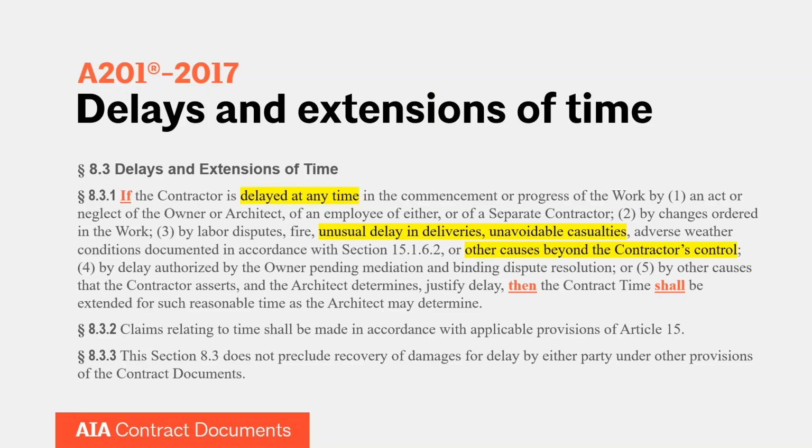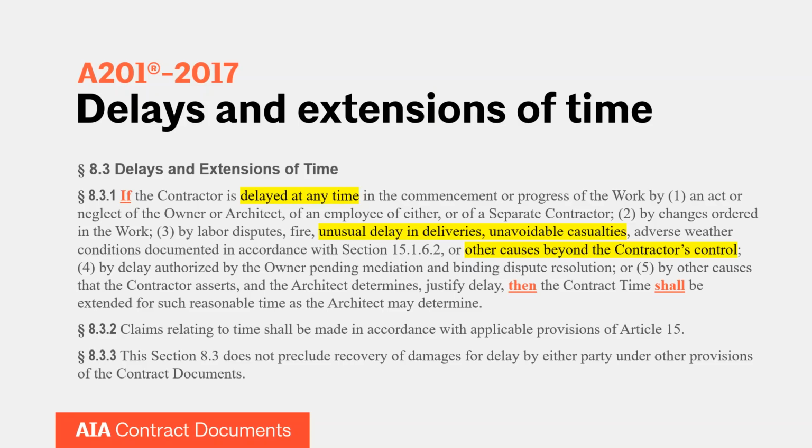The last couple of words of subsection 3 are other causes beyond the contractor's control, the last section highlighted in yellow. Other causes beyond the contractor's control, like we said earlier, is very broad. It can mean essentially everything or anything if the contractor is delayed as a result of those other causes. We're getting into some detail here and breaking this clause down, but that's because we think it'll be helpful for people to understand how this clause works.